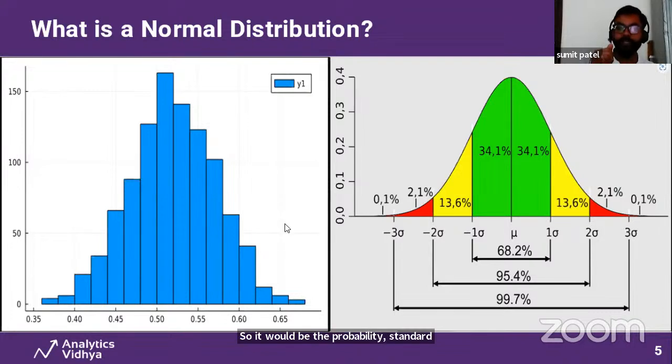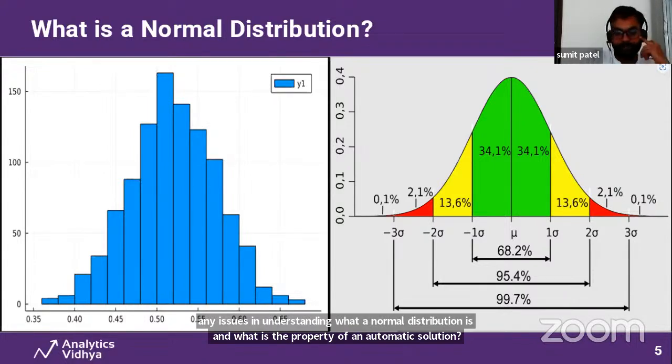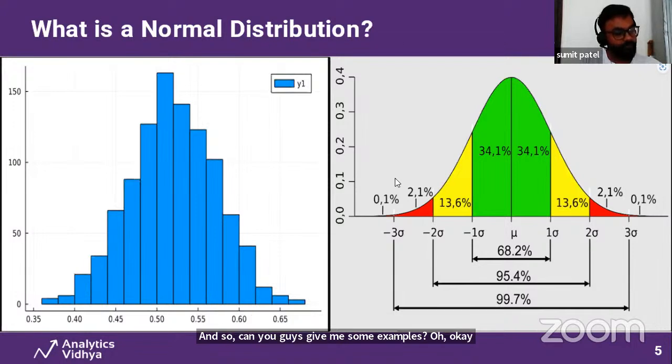Any questions here? Any issues in understanding what a normal distribution is and what the properties of a normal distribution are? And so can you guys give me some examples of what kind of data will follow a normal distribution?